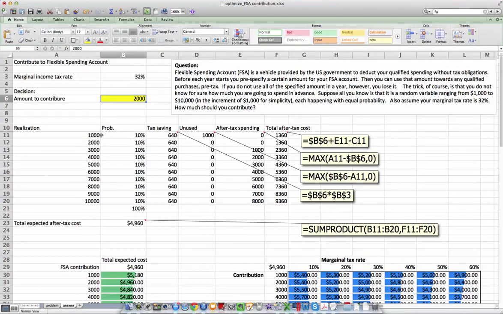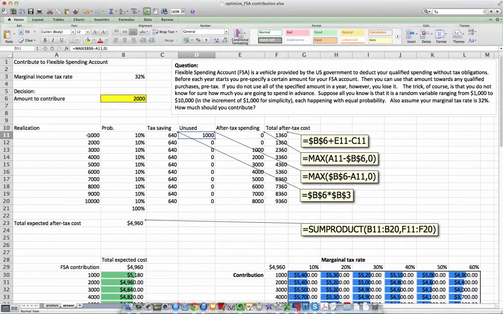Highlight here. And for simplicity, we assume that in this year, the spending will be a uniformly distributed random variable between $1,000 to $10,000 that happens with equal probability. Now, for each of the 10 scenarios, you save a fixed amount, and that is the amount you contribute multiplied by your marginal tax rate. You do not pay tax on this amount, so that's a tax saving.